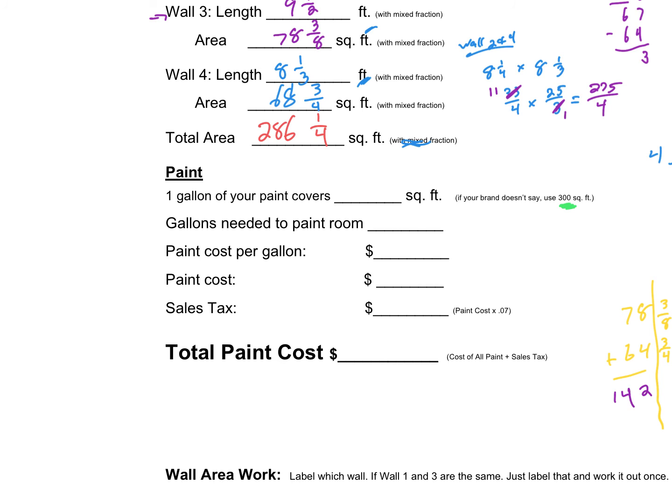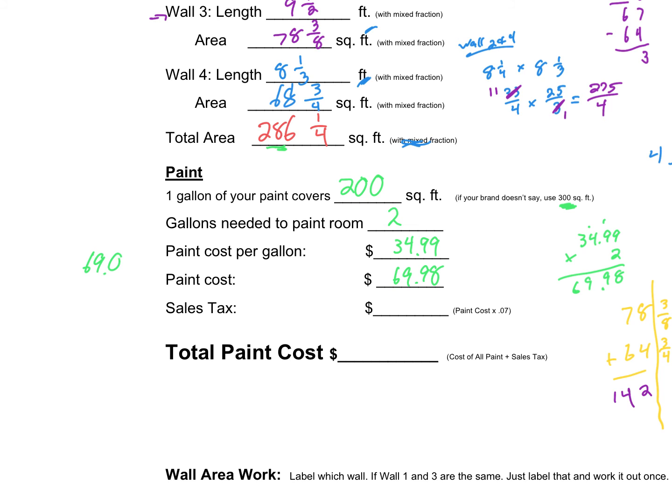I'll say like 300 to 400. So let's use, say, 200 square feet for mine, each paint specific. So how many gallons will I need to paint my room? Well, if the total area is 286, 200 is not quite enough. I'd need 2 gallons to cover 400 square feet. The paint cost per gallon, this paint was $34.99. So the total paint cost, I'm going to do $34.99 times 2. Or I could add it. Repeated addition is multiplication. $69.98.